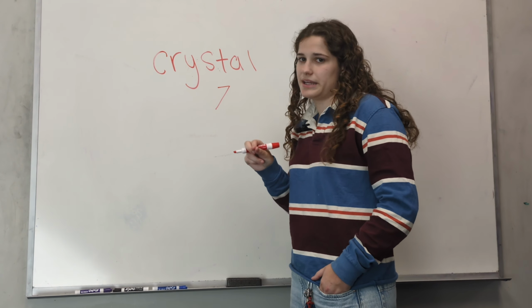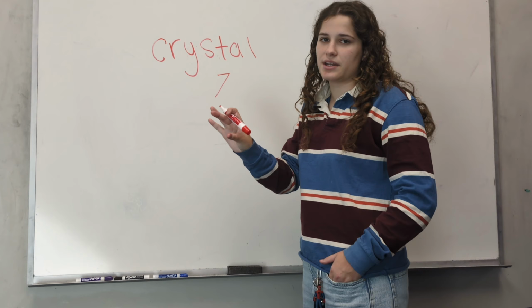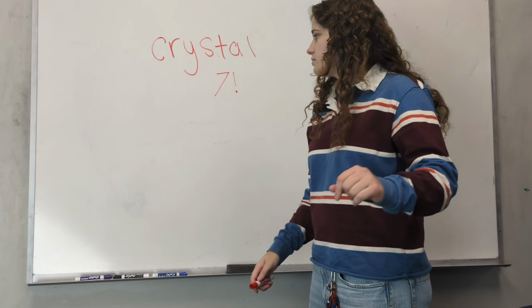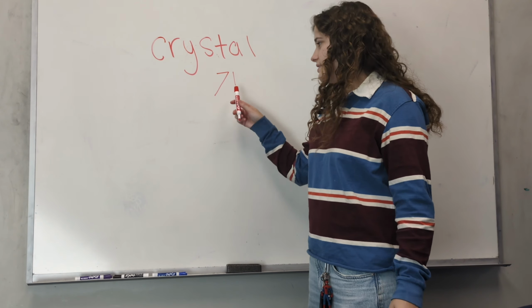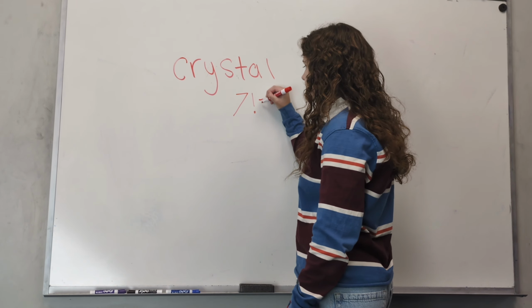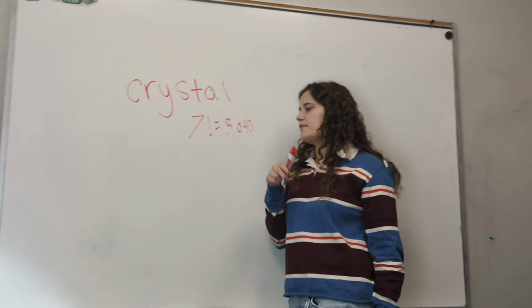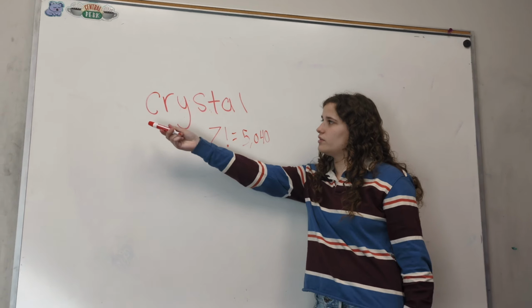But since we cannot repeat any of the letters, we will be doing just a plain old 7 factorial. So like a 7 with an exclamation point on it. And 7 factorial gets us 5,040. So we have 5,040 different ways to order crystal.